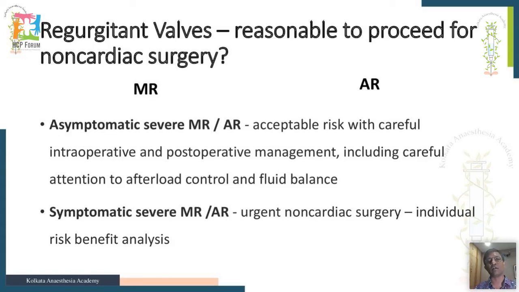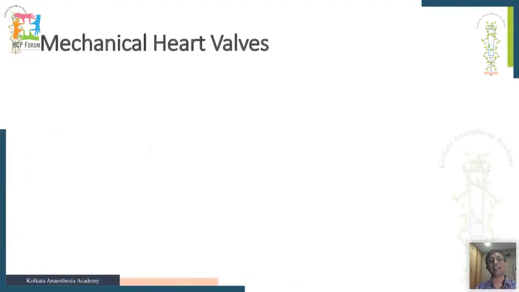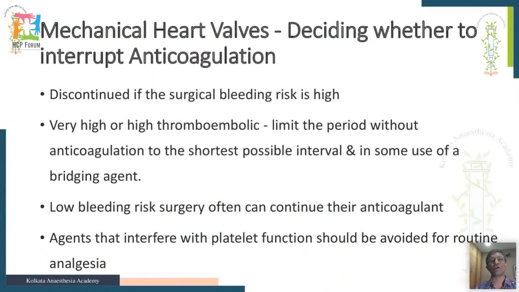Mechanical heart valves: it's the question of when to interrupt anticoagulation, how much is the bleeding risk, should I stop, how much is the thromboembolic risk, should I continue? I think that is a conundrum which needs to be addressed on its own.